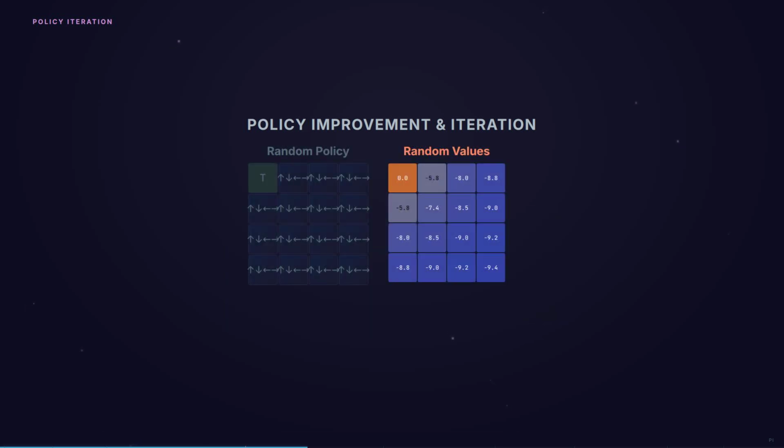Let's trace this on our grid. We start with the random policy. After evaluating it, we get those slowly decaying values we just saw. Now we improve. For state 0, 1, the Q value for going left is -1, far better than up, down, or right. The greedy policy says go left. State 1, 0 says go up. Every state now points toward the terminal.